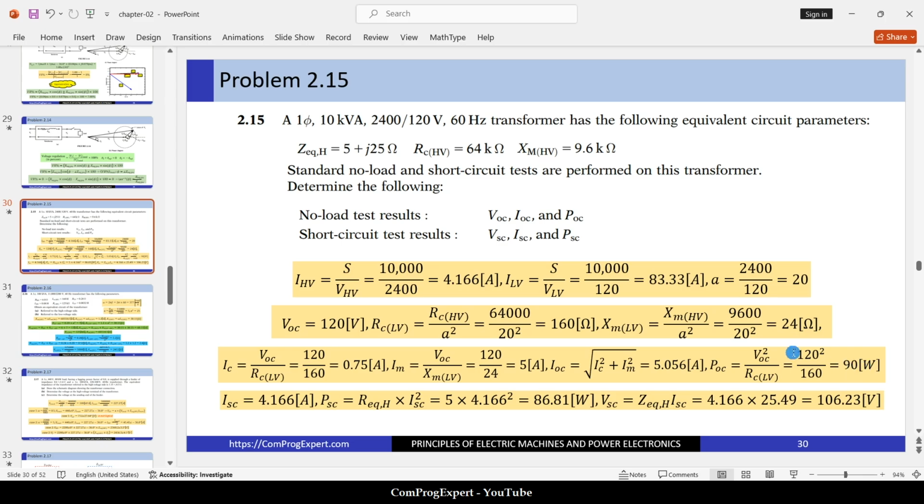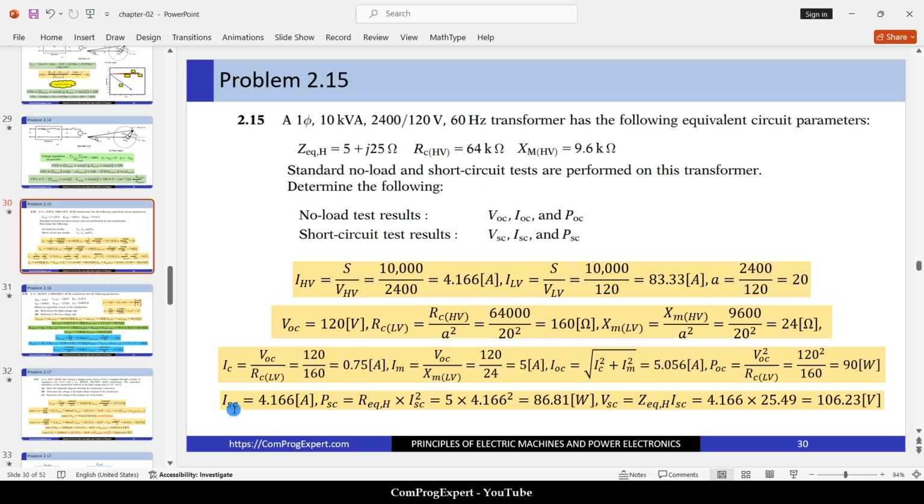So we calculated these quantities, right? Considering these numbers, we should refer quantities for the low voltage side. And what about the V short circuit, I short circuit, and P short circuit? The equivalent impedance is at the high voltage side, so we don't need to refer it, because we know that in the short circuit test, we short circuit the low voltage side and perform measurement on the high voltage side.